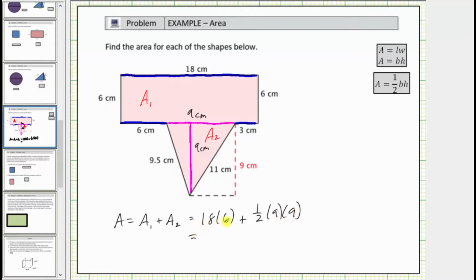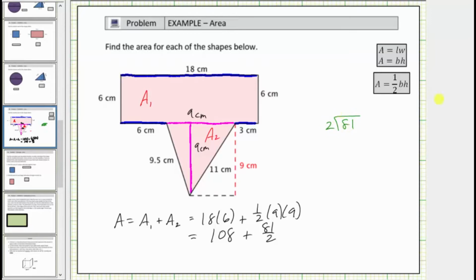Simplifying, 18 times 6 equals 108, so we have 108 plus 1/2 times 9 times 9. 9 times 9 is 81, and therefore we have 81 halves. Before we determine the sum, let's convert 81 halves to a decimal. To do this, we divide. We would have 81 divided by 2.